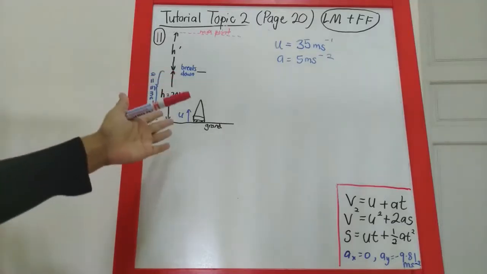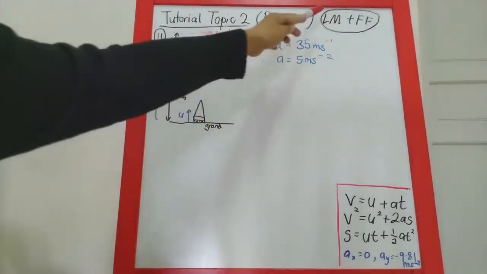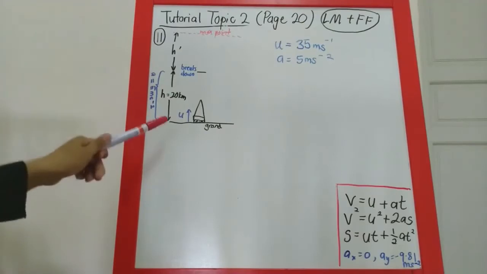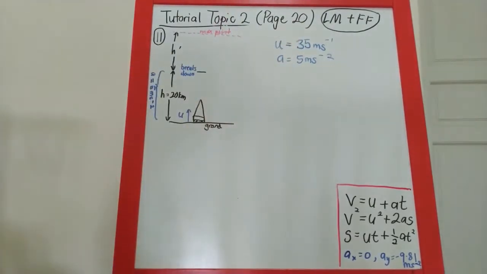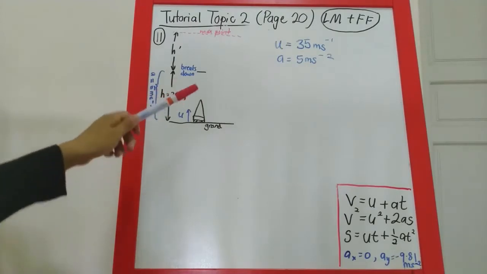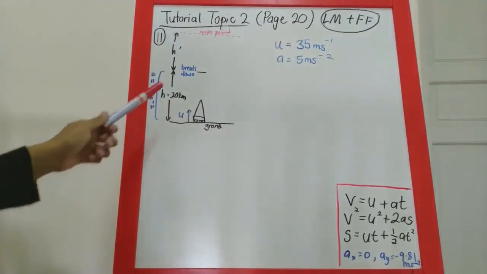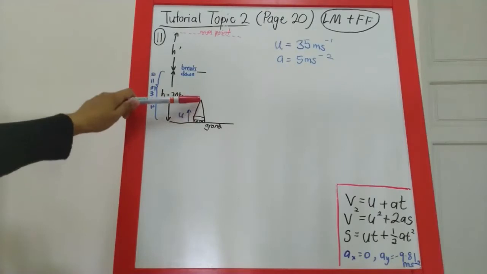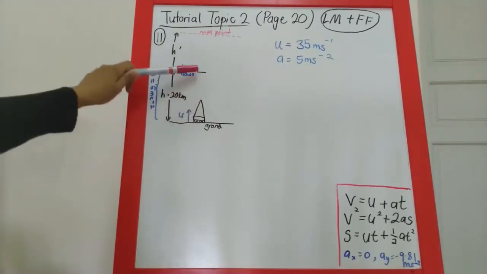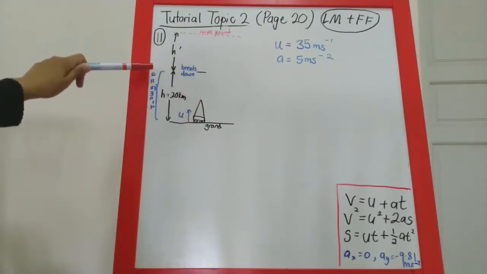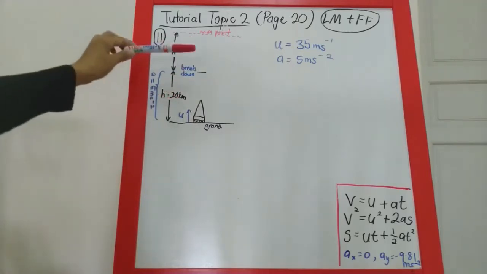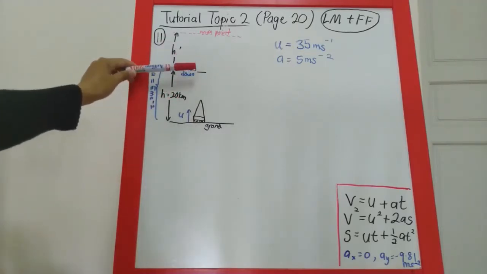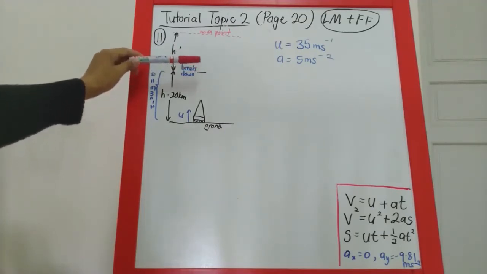Okay, I like this question because it's a mixture of linear motion and free fall. The rocket is launched upwards with an initial velocity of 35. Its acceleration is 5 meters per second per second. It means it started off with a linear motion because it has this uniform acceleration, 5 meters per second per second. Suddenly, the engine breaks down, but it will not automatically fall down.